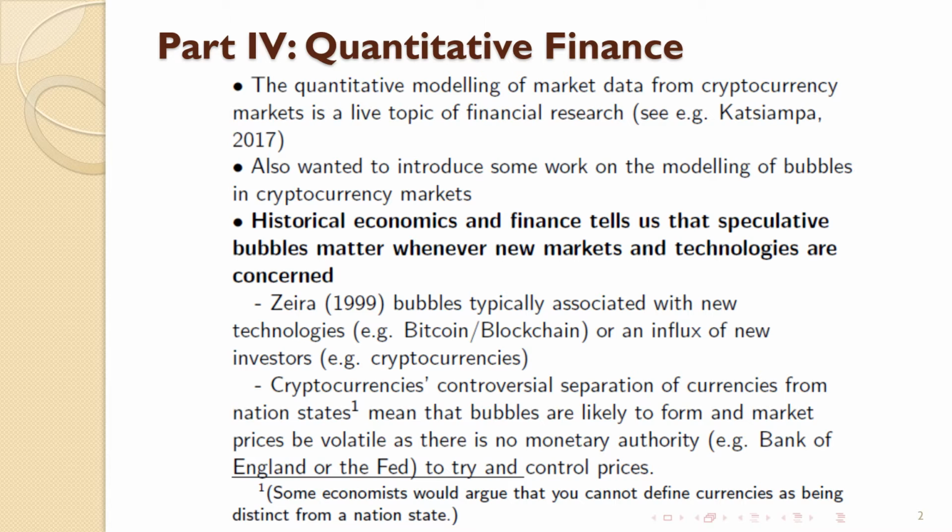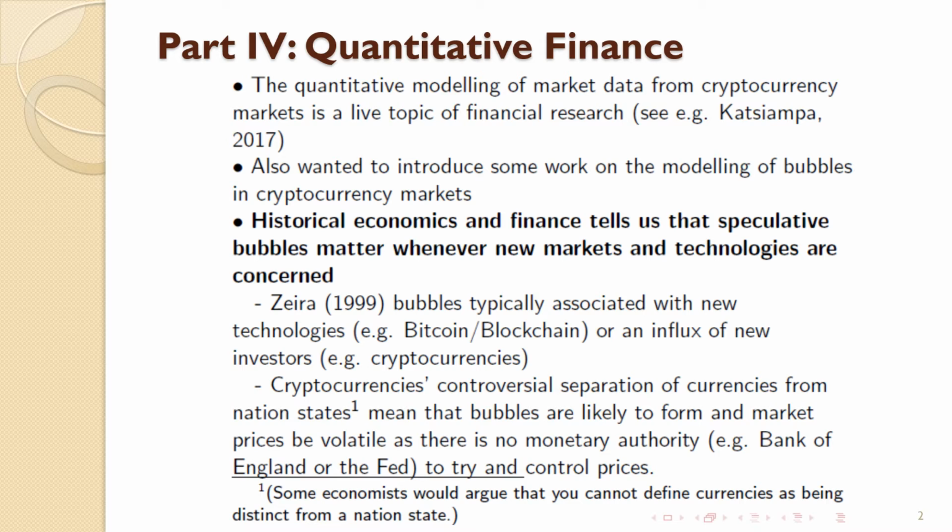I also wanted to introduce some work on the modelling of bubbles in cryptocurrency markets, which is where my interest in the subject originally came from. And importantly, historical economics and finance tells us that speculative bubbles are inevitable whenever new markets or new technologies are concerned. So what typically happens, if you look at this paper here by Zira in 1999, is that bubbles are often associated with either new technologies, you might think things like Bitcoin and blockchain, or an influx of new investors, e.g.